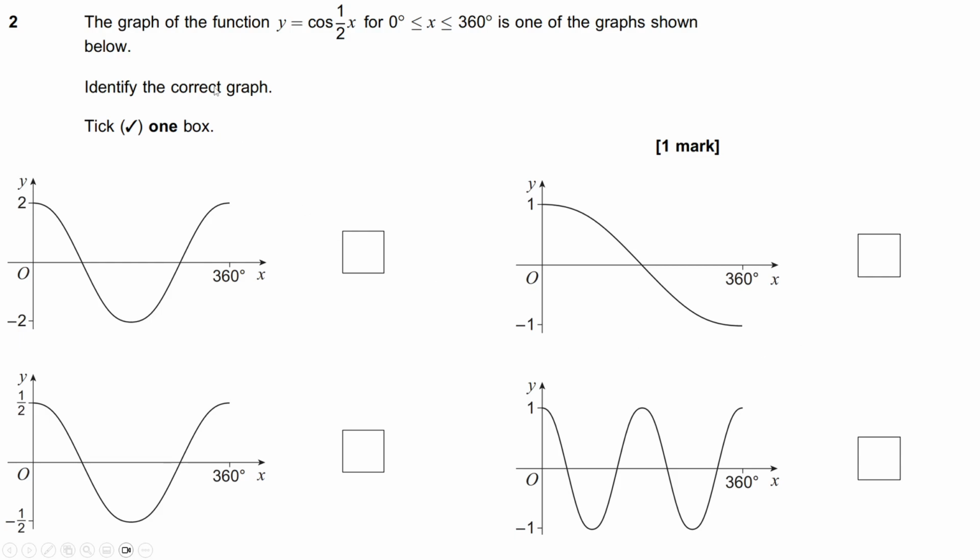Okay. The graph of the function y equals cosine half x. If you imagine brackets here, it's inside of the bracket, so it's affecting the x, and you always do the opposite of what you expect. So instead of squishing it in by a half, you're actually stretching it out by a factor of 2. So this is the only one that brings it out but keeps the y-axis the same. So it's this one here.